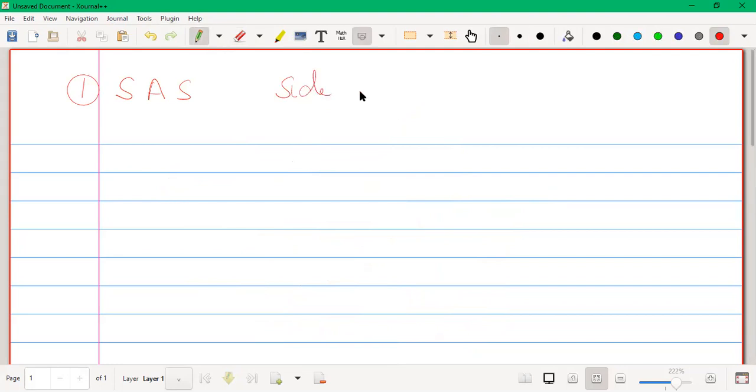Side angle side criteria. There are two triangles, ABC and DEF. If we are able to prove that two sides are equal and one included angle is equal, then we'll say that these two triangles are congruent. Okay? So something has to be given. They might have given you something, and some things you will have to prove.